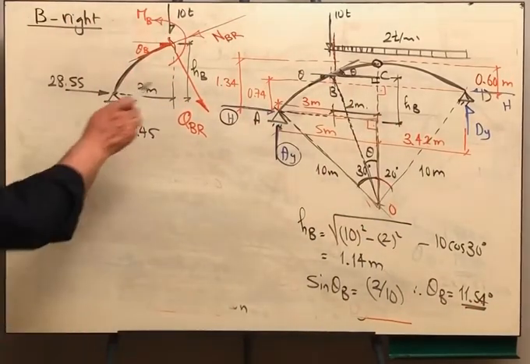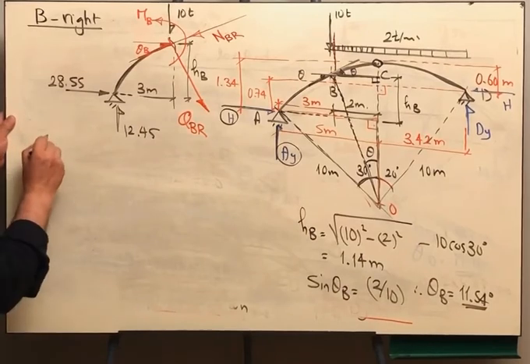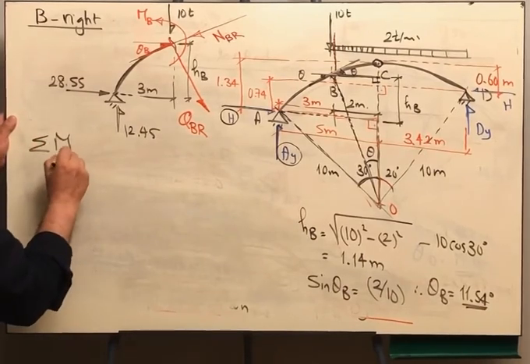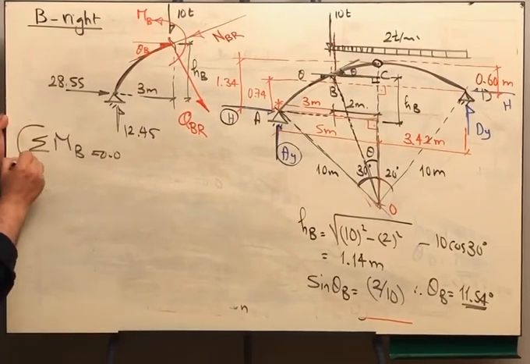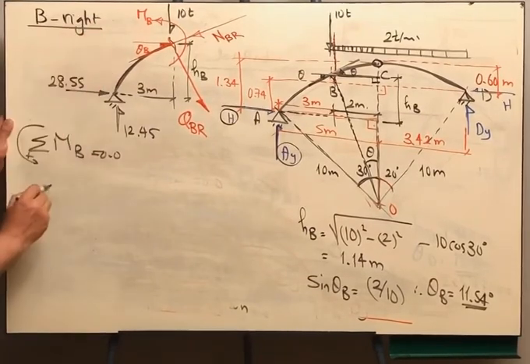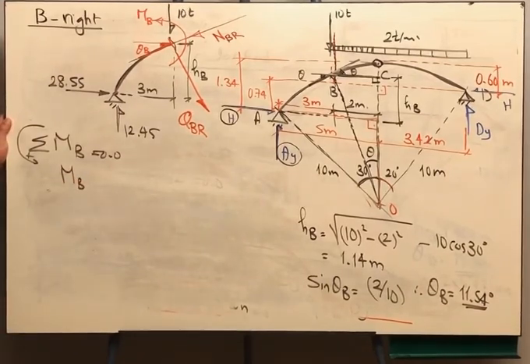Okay. Now let us go back to the free body diagram of point B. We can take moments, summation of moments about point B is equal to 0. Let us assume this is the positive direction. We need to include the internal force MB. What else should we include?